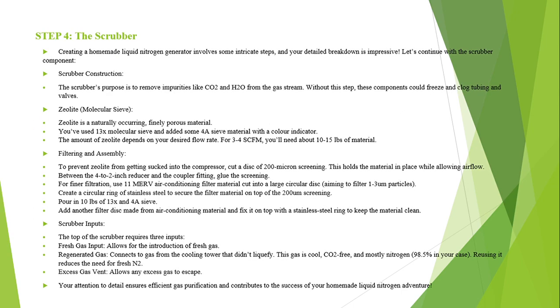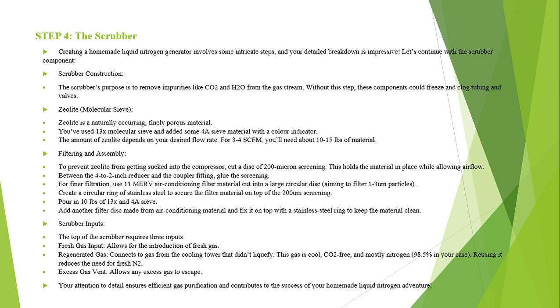Step 4, that is the scrubber. Creating a homemade liquid nitrogen generator involves some intricate steps and your detailed breakdown is impressive. Scrubber construction: the scrubber's purpose is to remove impurities like carbon dioxide and water from the gas stream. Without this step, these components could freeze and clog tubing and valves.